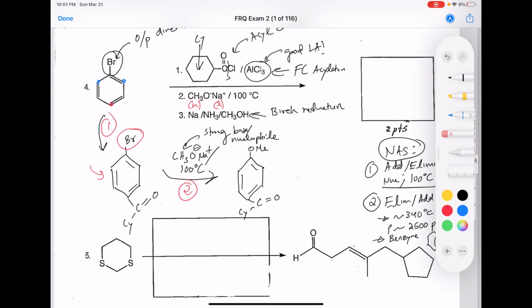A Birch reduction can be greatly affected by electron-withdrawing groups. So if we look at our current product, we see there is a methoxy group and this acyl group, and it turns out that the acyl group is a very good electron-withdrawing group. And the Birch reduction will cause basically one of the, I'm trying to say this the right way.